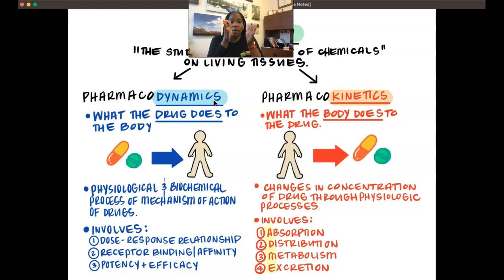So we can see how pharmacology, while yes, it's the study of medicine or the study of a medicine on the body, we really have two key concepts. What effect is the drug going to have on the body? Pharmacodynamics. What is the effect that the body's going to have on the drug? And the two, they go hand in hand.